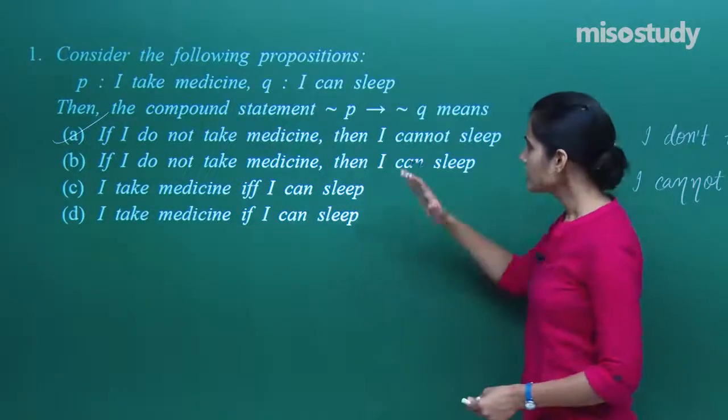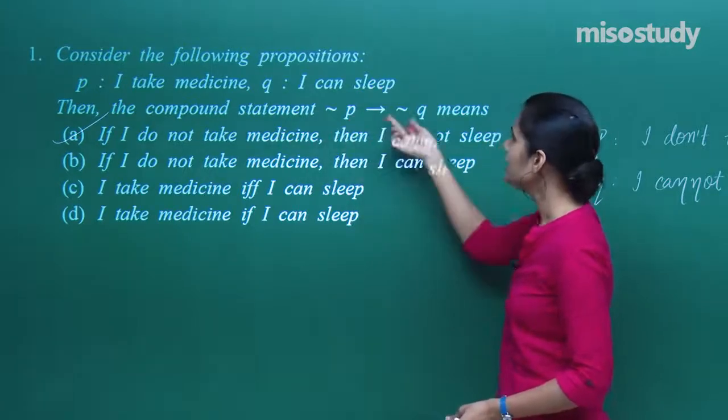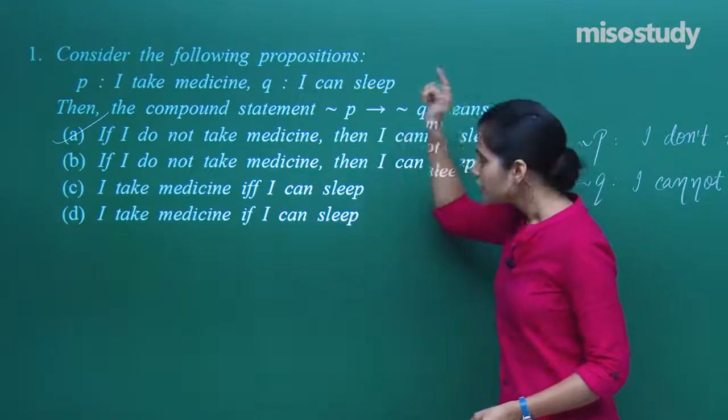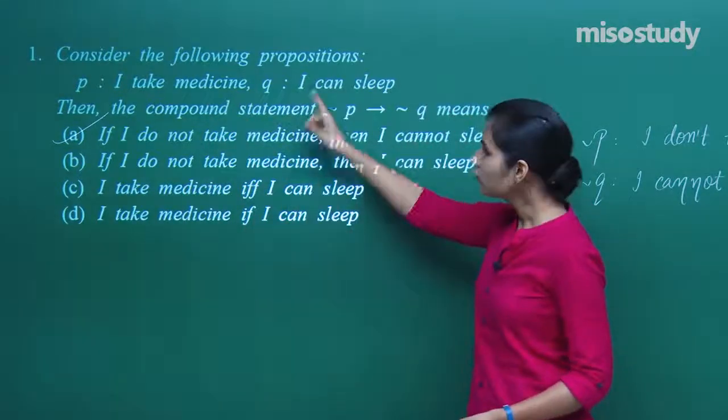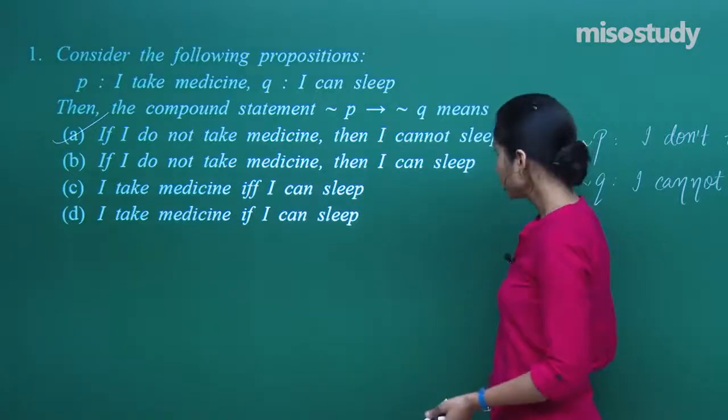Easy enough. Just understand the meaning of this. This means if not P, then not Q takes place. If P is this, what is not P? Q is this, what is not Q? Just attach if-then and you have your answer.